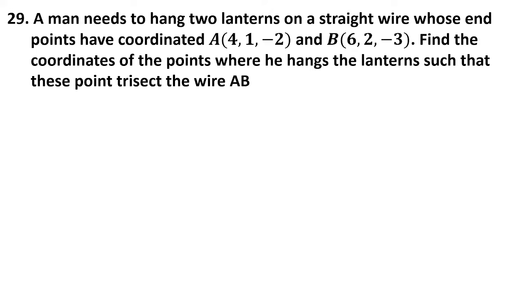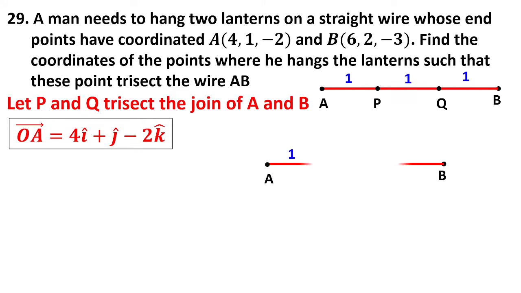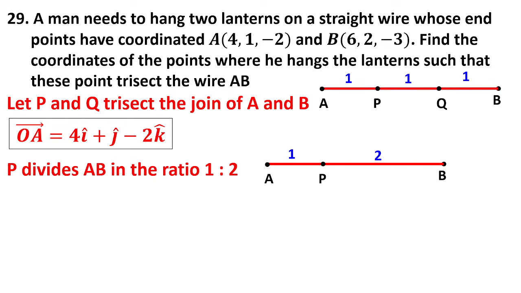Question number 29. It is from vector algebra, but it is a problem of trisection, not bisection. All of you know, trisection will be done by 2 points which will divide the line into 1:1:1. P and Q are the trisection points, and OA given and OB given, and P divides AB in the ratio 1:2 and Q will divide in the ratio 2:1.